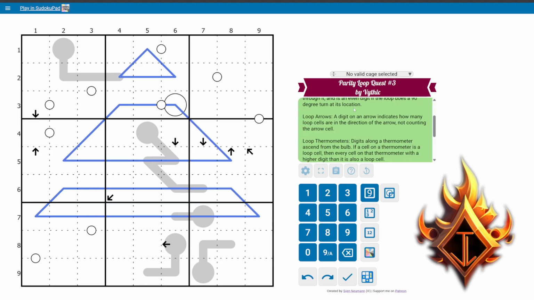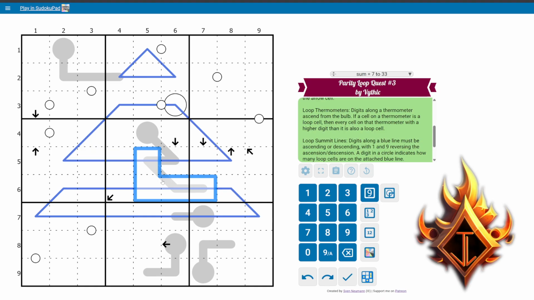Loop arrows, a digit on an arrow, indicates how many loop cells are in the direction of the arrow, not counting the arrow cell. Loop thermometers, digits along a thermometer ascend from the bulb. If a cell on a thermometer is a loop cell, then every cell on that thermometer with a higher digit than it is also a loop cell. So if it touches the thermometer, it gets the rest of the thermometer wherever it touched. So like that, or whatever. If it gets that one, it has to get that one, etc.